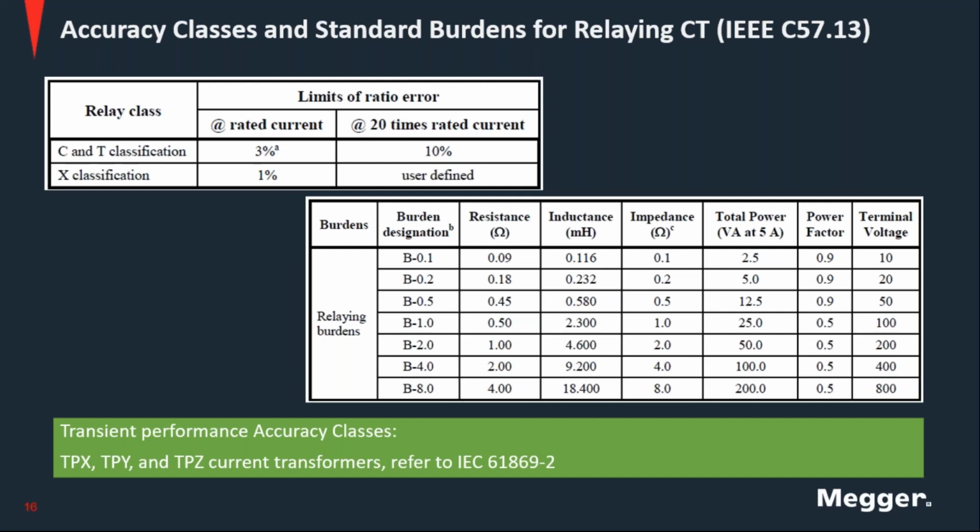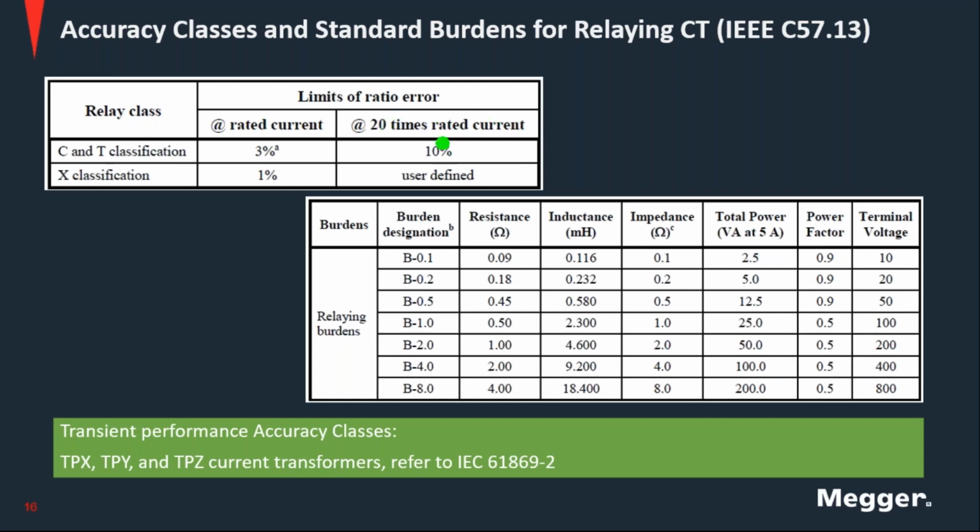In this case, we are not so concerned on the relaying side. We are not so concerned about the accuracy. We just need the instrument transformer not to saturate and reflect to a certain degree the condition of the primary side. So now we have limits of 3% at rated current and 10% at 20 times the rated current. So this is a fault condition.